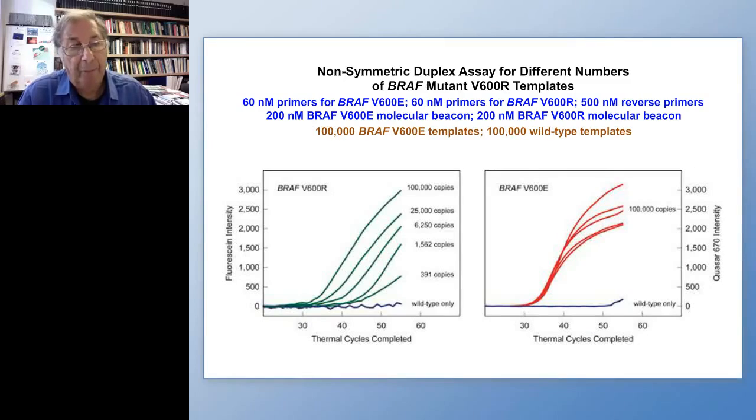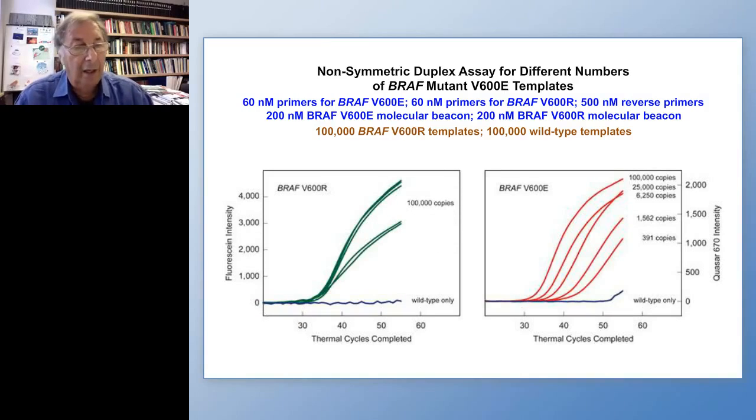And here's an experiment in which we had both mutants present and wild type present. This time, 100,000 wild type templates and 100,000 BRAF V600E mutants, but different numbers of BRAF V600R mutants. And you see that the Quasar 670 lights up all 100,000 BRAF V600E at exactly the same CT value, whereas separately, for the BRAF V600Rs, the CT values reflect the number of targets that are there.